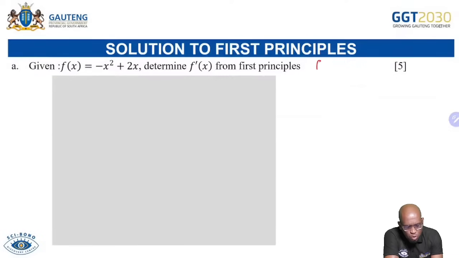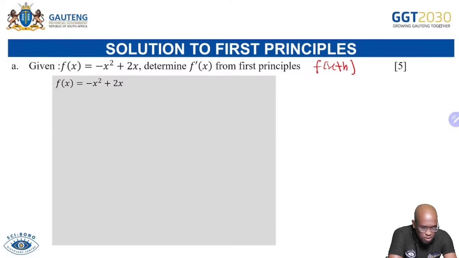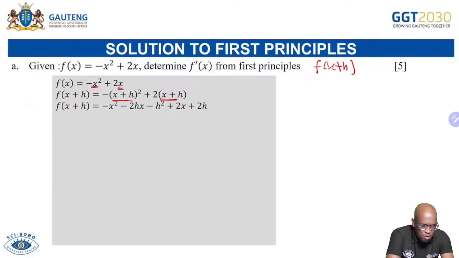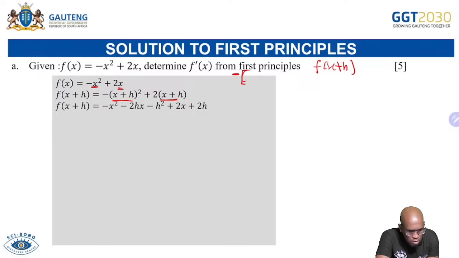Remember, here we have to compute f of x plus h, right? That's where we start. Okay, we have the f of x there. We compute f of x plus h, meaning where we see x, we put x plus h. So you can see here the x was replaced by x plus h. And also the x was replaced by x plus h. And then from there we simplify. Normally I would say start on the brackets there.